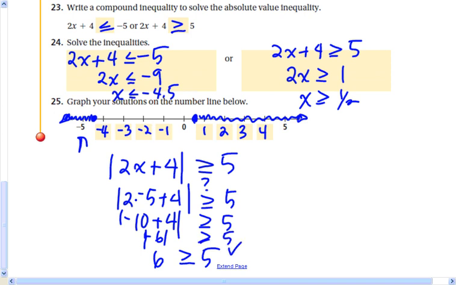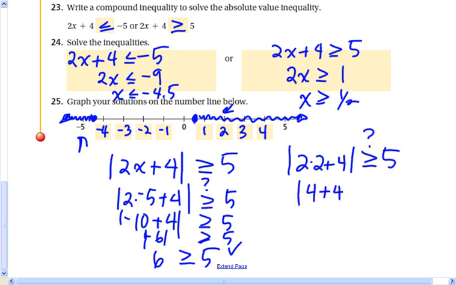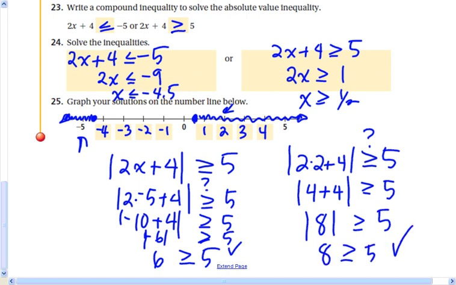So that checks. And on the other end, if I pick a number out here, like say 1 or 2, I'll pick 2, and I put that in this original inequality, so I did 2 times 2 plus 4, absolute value of that, and I hope that's greater than or equal to 5. And 4 plus 4 is 8. And the absolute value of 8 is 8, and 8 is greater than or equal to 5. We're good.